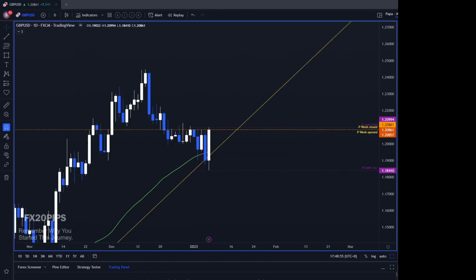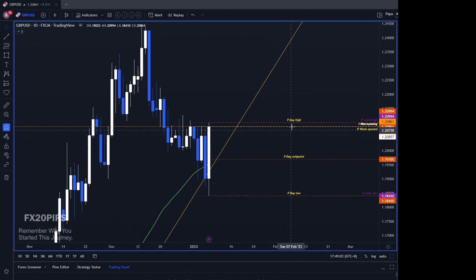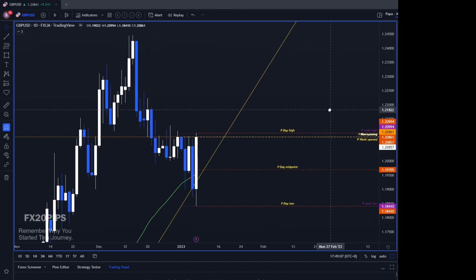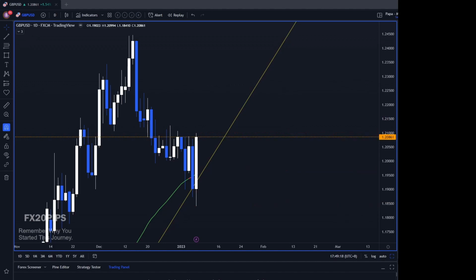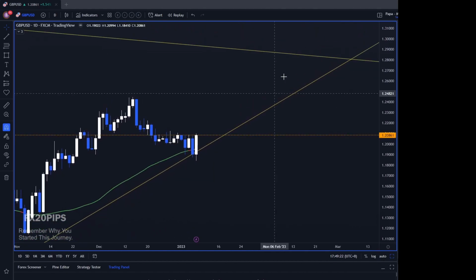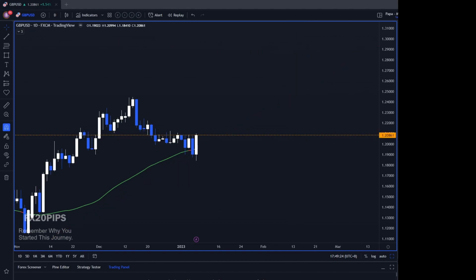I would draw the previous day. Where's my previous day? There we go. Previous day low, previous day high, previous day midpoint. I would draw all these lines as a reference on where price is compared to the previous day or previous week. I draw them and then I can simply hide them away. As and when I need them, I'll bring them out again. Just like the lines, I will just remove them.